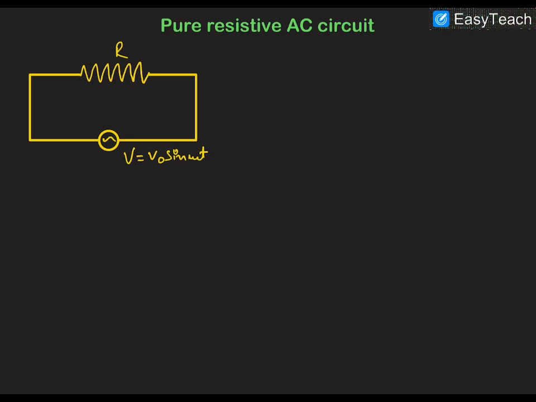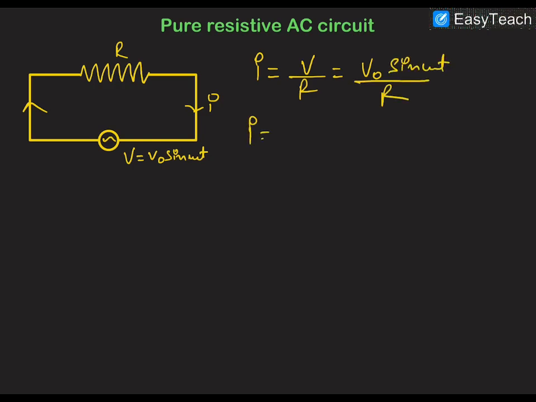In this video, we are going to discuss the pure resistive AC circuit. So you can see that there is a pure resistive circuit in which a sinusoidal voltage source V is equal to V naught sine omega t is connected. Now if we find out the current flowing in the circuit, then we can directly say that the current will be V by R, and V is V naught sine omega t divided by R.